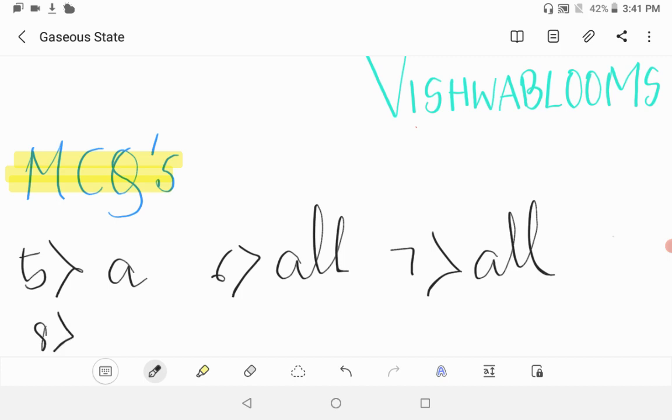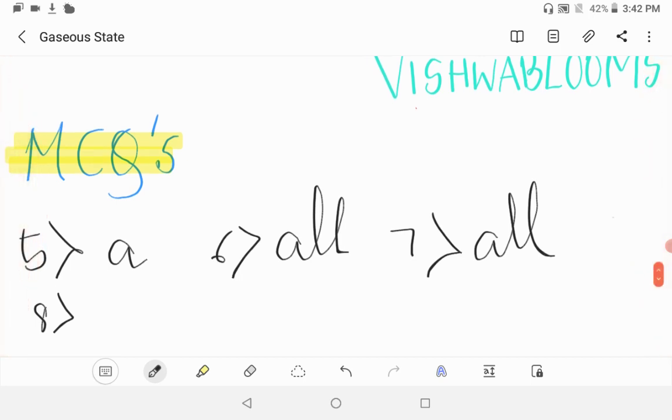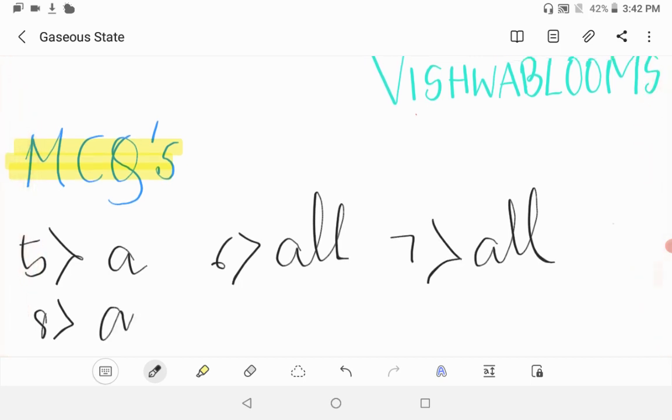Eighth one. Assertion: gases are highly compressible, as we saw in the sixth question also. Reason: large intermolecular spaces between the gas molecules. So the assertion and the reason are both correct. Both A and R are correct, and R is the correct explanation for A. That is option A.